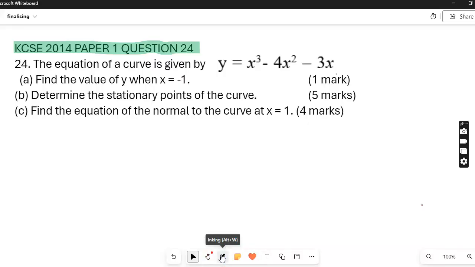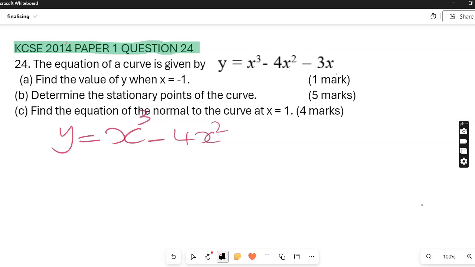So let's look at the last question, number C. We are required to get the equation of the normal to the curve at x equals 1. So the first thing that we are going to do is to take the equation we are given, y equals x cubed minus 4x squared minus 3x. And first, we need to get the derivative.